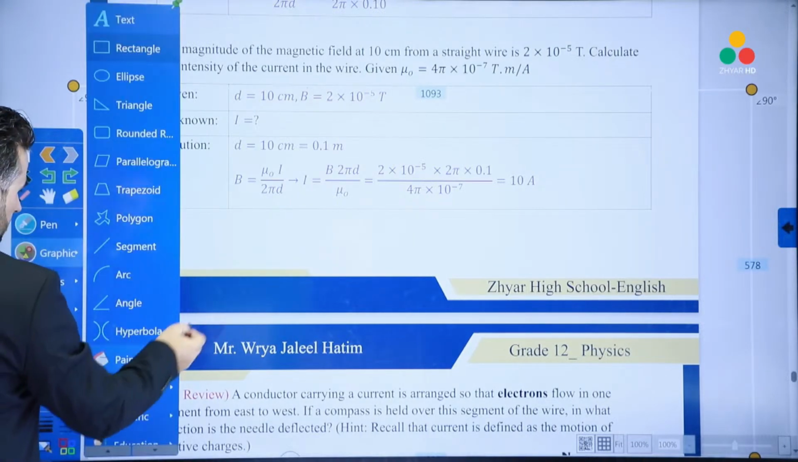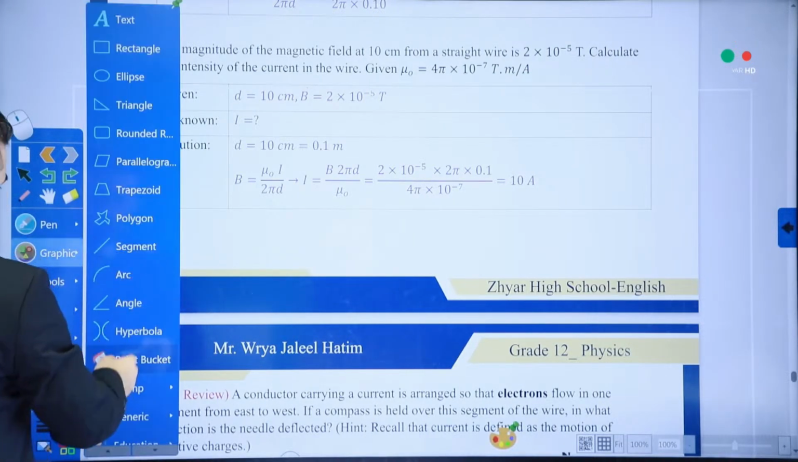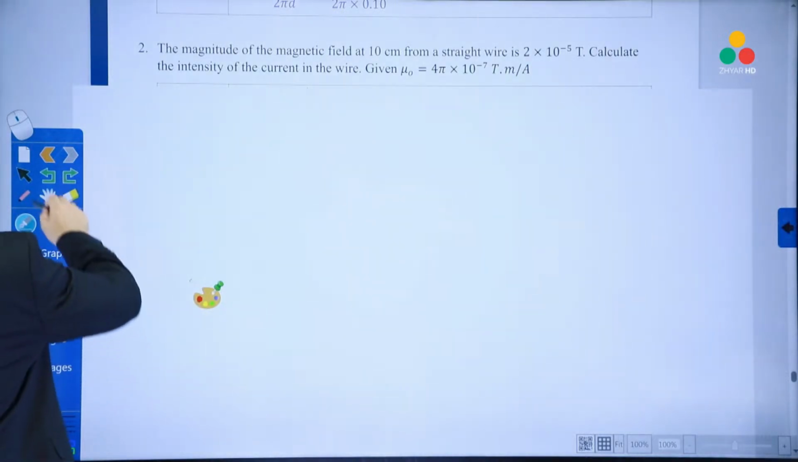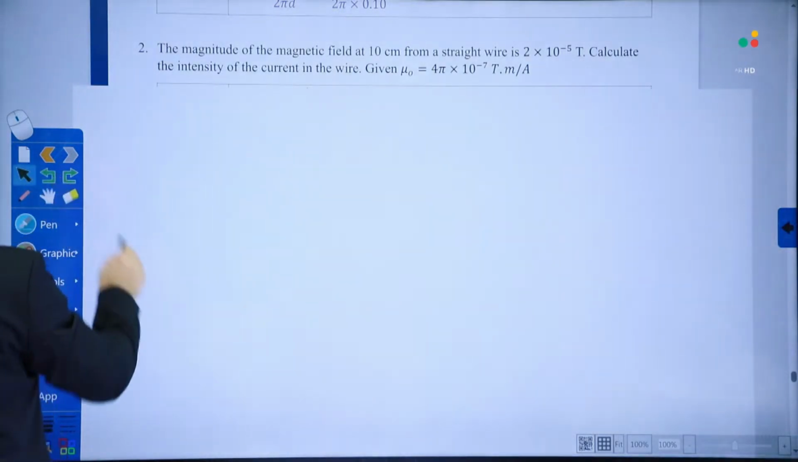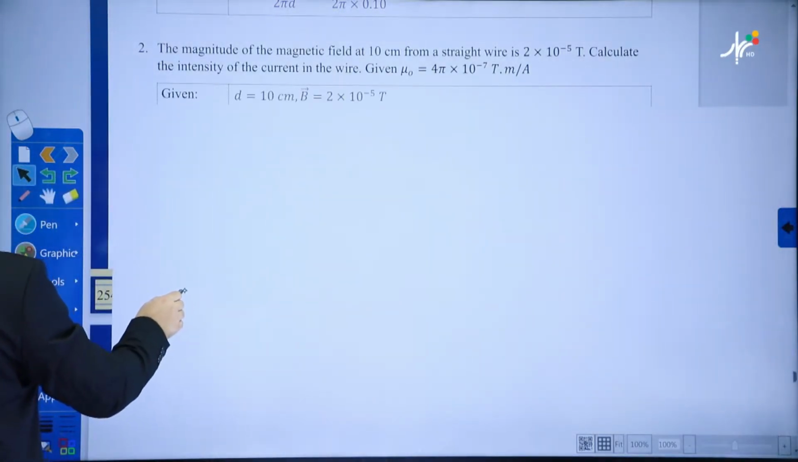That is not what I wanted. Okay, let's move this one aside a little bit so we can align it with this one here.